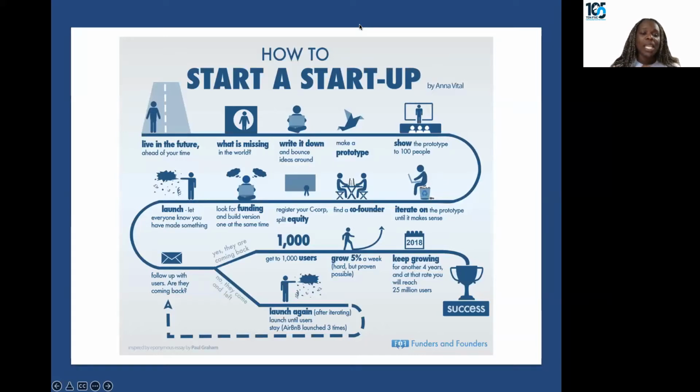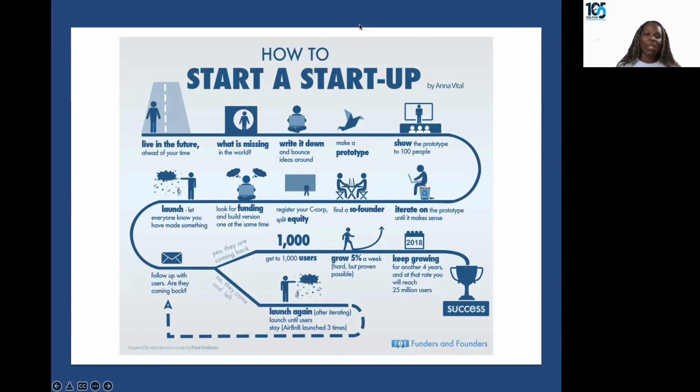You want to stay atop of what's missing in the world: write down, bounce ideas, make prototypes. Even after you launch, you're constantly making prototypes of pieces that you can add on to your business, right? Showing that to a bunch of people. Remember we talked initially about the 100 person rule. You should condense it for here, but you really want to think about how you can talk to more people, launch, look for funding, register your company, find co-founders, business partners, etc. Iterate through your prototypes, follow up with your users, get 1,000 users, grow 5% a week, keep growing, launch again, right? You have this loop, right?